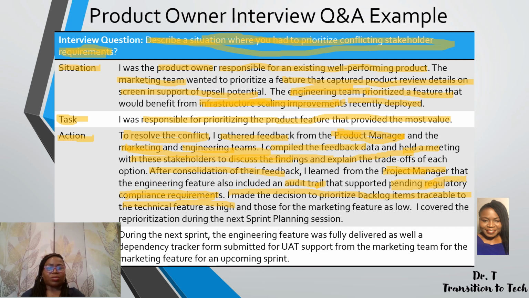So you made the decision based on the information that you had, and you relied on your strong communication skills, your stakeholder management skills to get to the core of what is the key benefit here. And then you used that information to go back to the backlog and say, okay, this is best for the product. This is best for the team to focus on. So let me make these items traceable to the technical feature high, indicate them as high and rank them high in our backlog. For the marketing items, you made those features low.